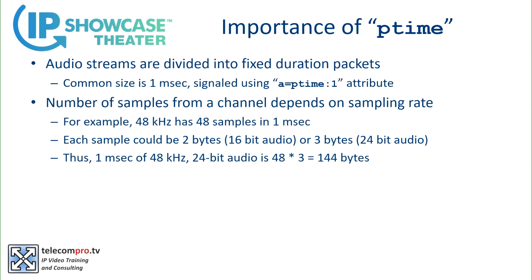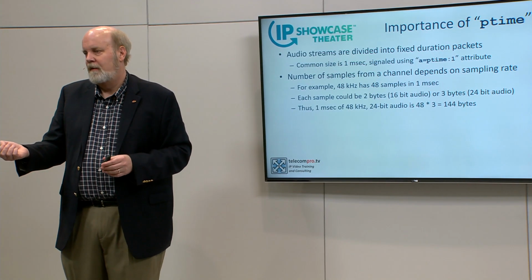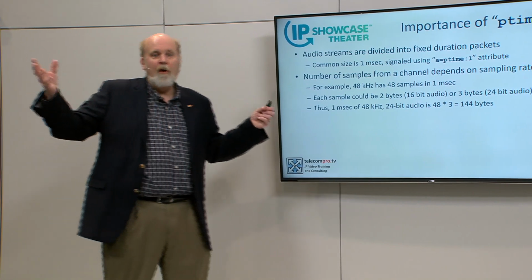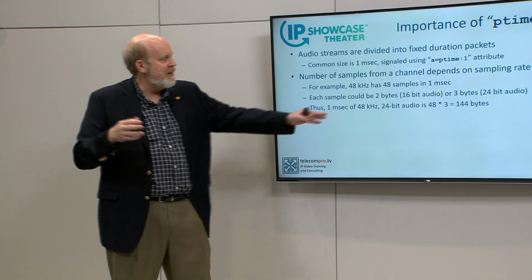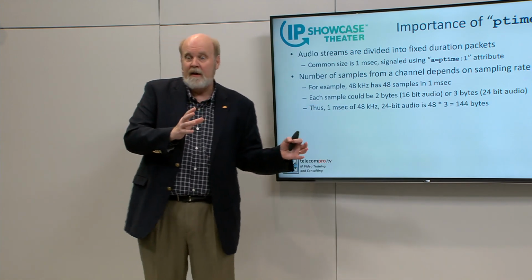Now each sample could be 2 bytes if it was 16-bit audio, or much more commonly today, each sample is going to be 3 bytes because it's 24-bit audio. So with 48 samples of 3 bytes each, a 1 millisecond packet of audio is going to have 144 bytes of payload, okay? Now that's not terribly efficient. If I'm going to take all that overhead, the IP header and the RTP header and the MAC address and all that stuff, and just send 144 bytes of data, I'm going to have a lot of header and not a lot of data.